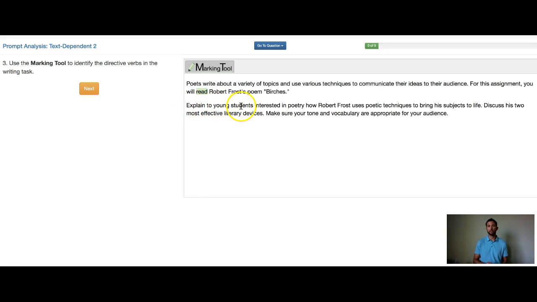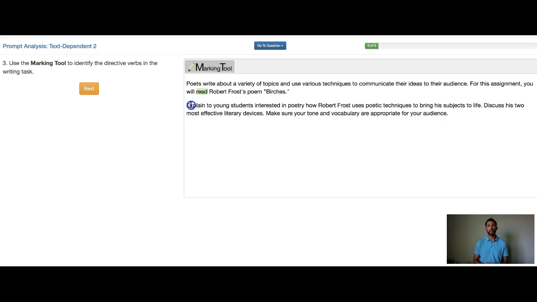Explain to young readers, or explain to young students interested in poetry how Robert Frost uses poetic techniques to bring his subjects to life. Discuss his two most effective literary devices. Make sure your tone and vocabulary are appropriate for your audience. Whew! There's a lot here, so let's break it down piece by piece.